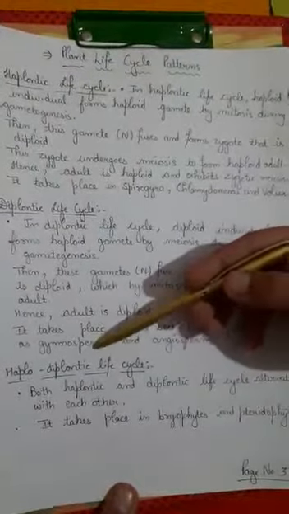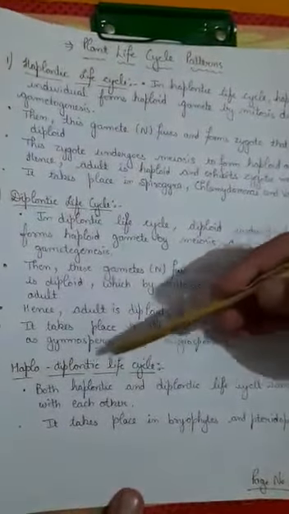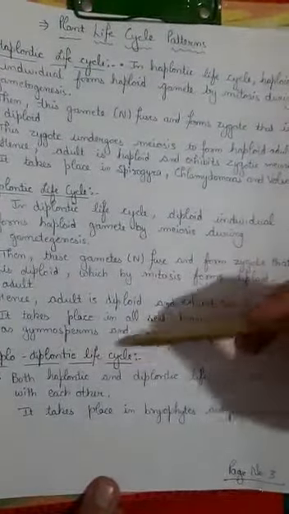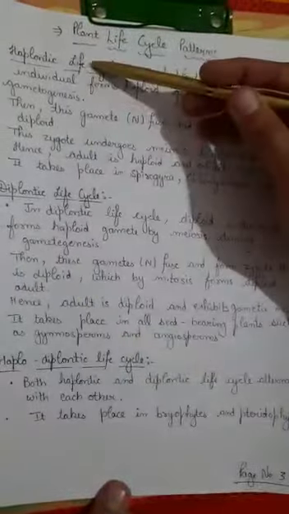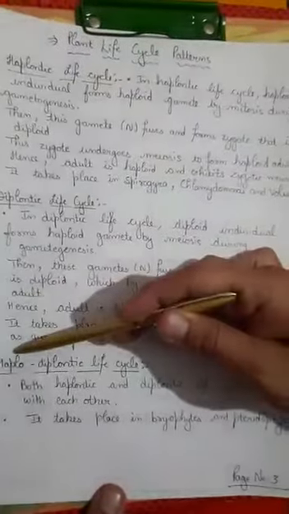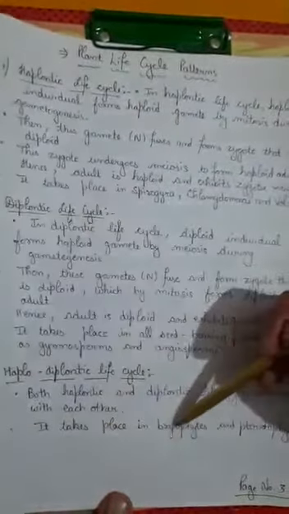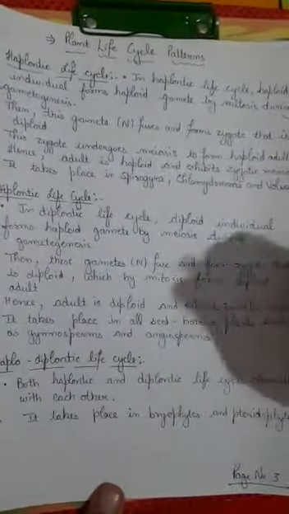Then we have the haplodiplontic life cycle, where both haplontic and diplontic life cycles take place. It is the combination of haplontic and diplontic, that is why we call it haplodiplontic life cycle. It takes place in bryophytes and pteridophytes.